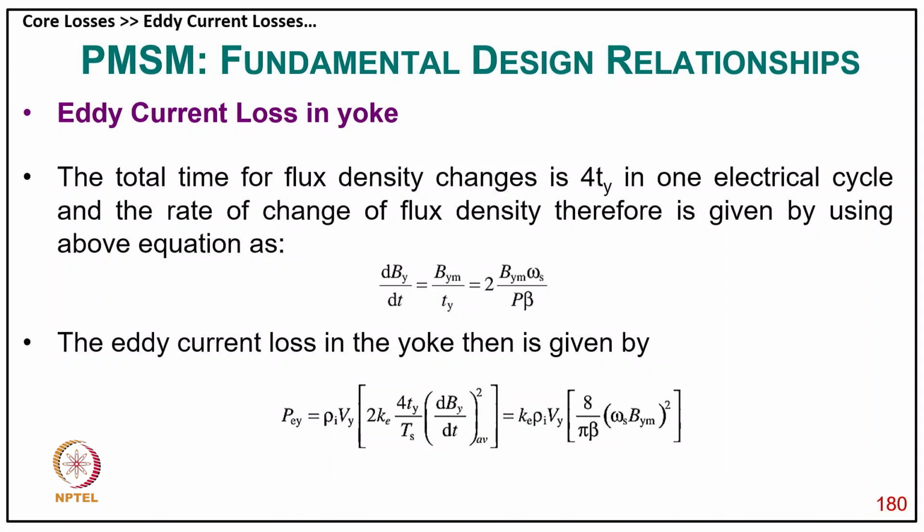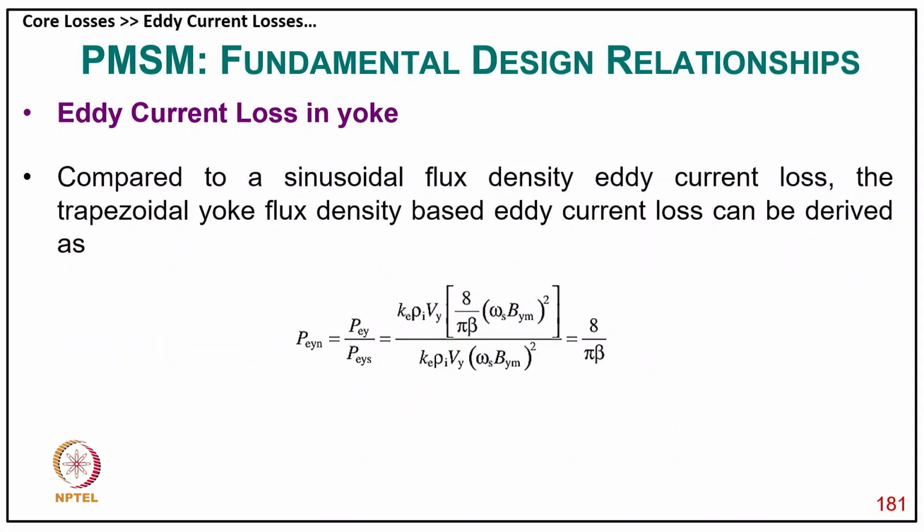The eddy current loss in the yoke is then given as P_ey equal to rho l Vy times Ke (4 Ty upon Ts) times the average of (dBy upon dt) square, equal to 2 pi Vy (8 upon pi beta omega_s Bym) square.